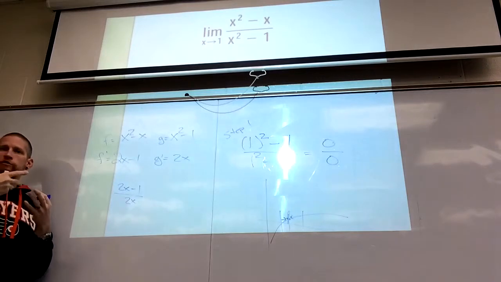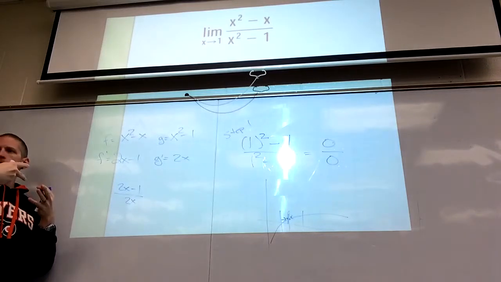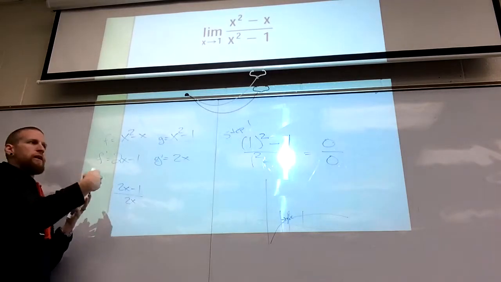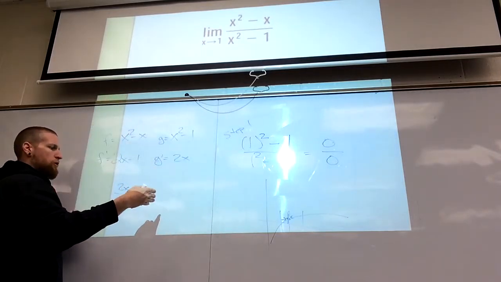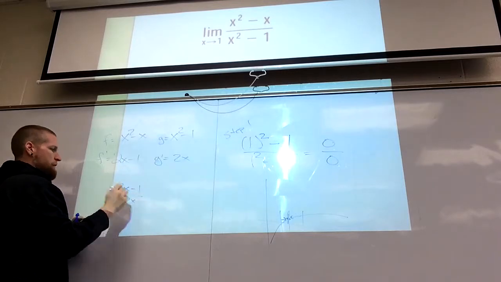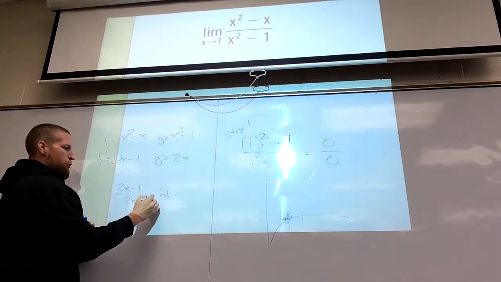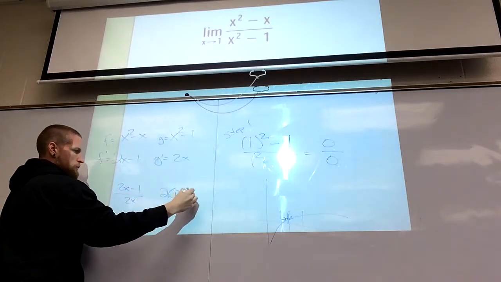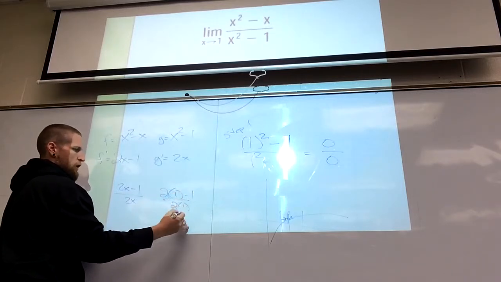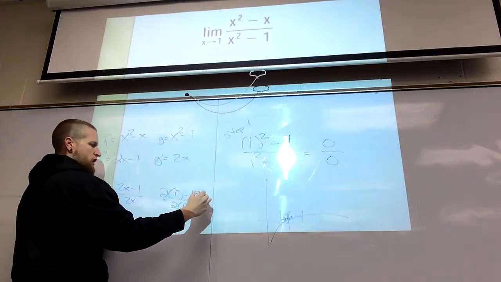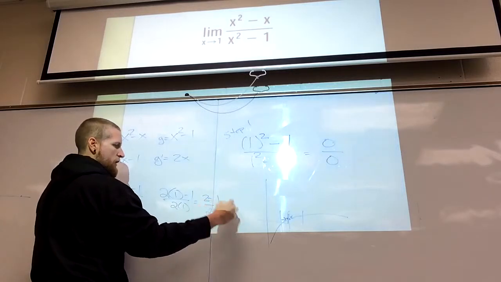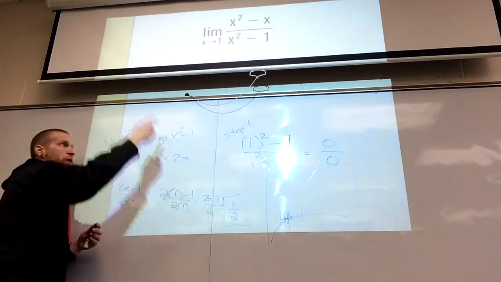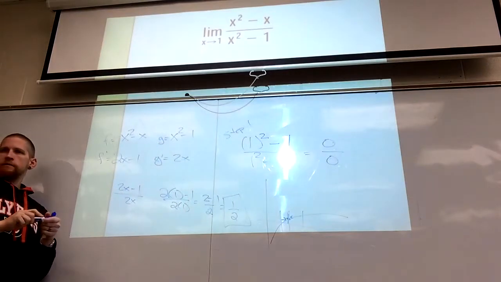Now you've created a new fraction, and you take the value they want you to approach and plug it in here, and check to see if it's okay to work with. So I take that value of 1, plug it in, and this gives me 2 minus 1 over 2, which is 1/2. So that would be the limit, the answer to that.